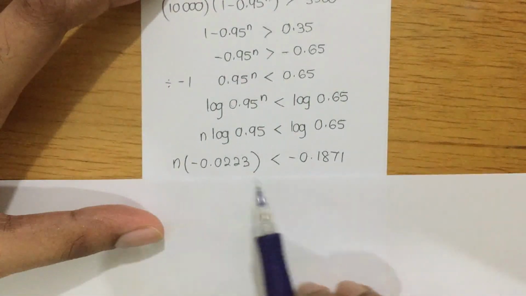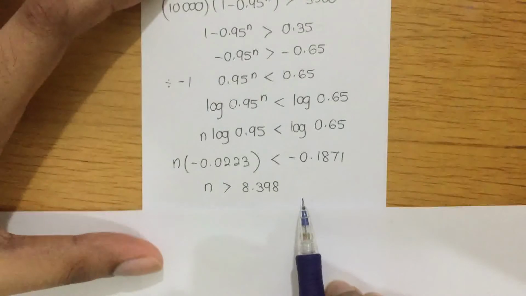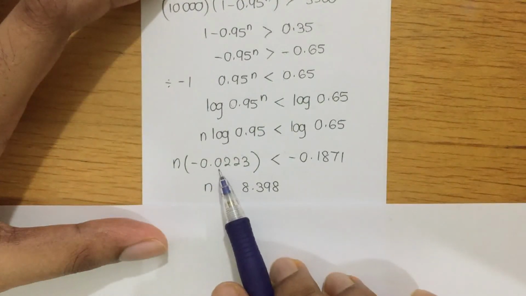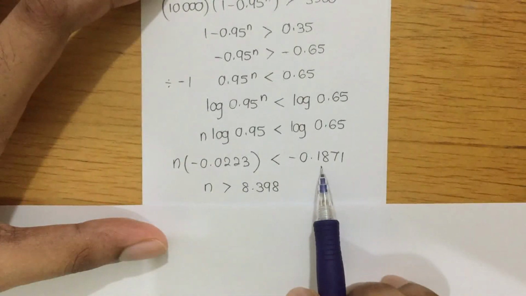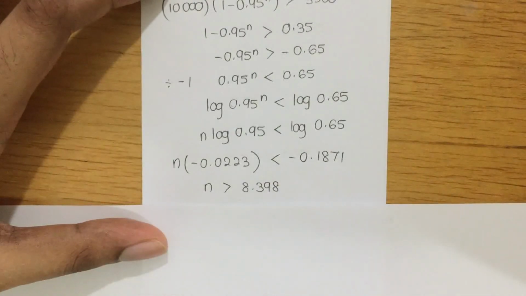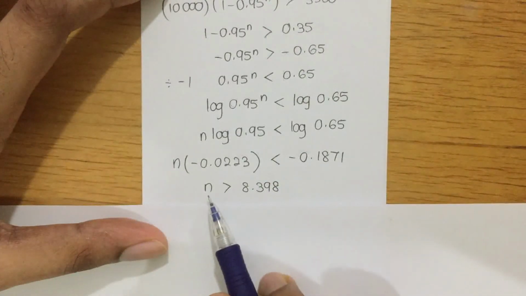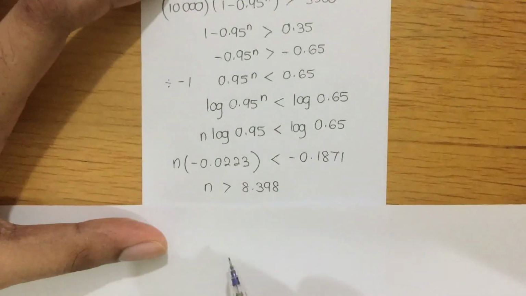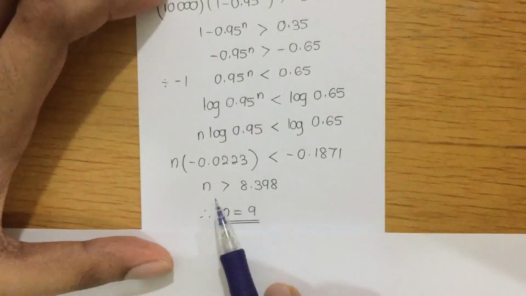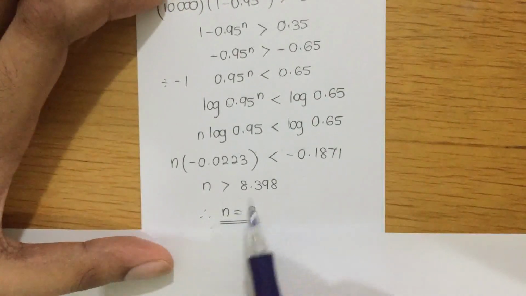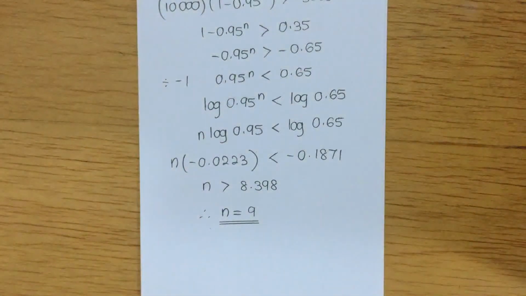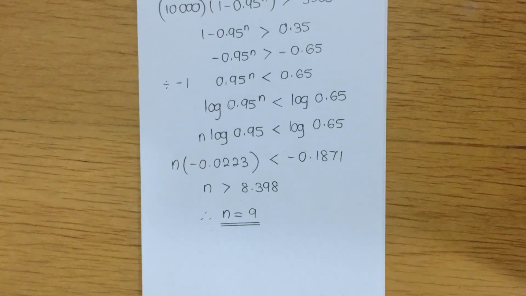So to find n, let me show you now. Negative 0.1871 you divide with negative 0.0223. When you divide it, you should get your n more than 8.398. So you flip again the inequality sign. So from here you get n more than 8.398. Since your n should be an integer, n equals 9 is your final answer. Let me put back the question paper for your reference. Please hold on for a moment.